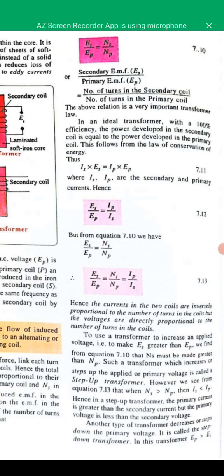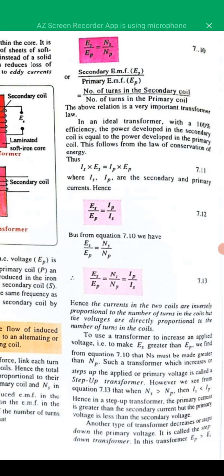For the secondary, on the right hand side, I and E again, and P is standing for the primary. So if you express it in terms of ratio, you see that the ratio of the secondary voltage to the primary voltage is inversely proportional to their current. Can you see? It is inversely proportional to their current. That means the higher the voltage in any coil, the lower the current in that same coil.